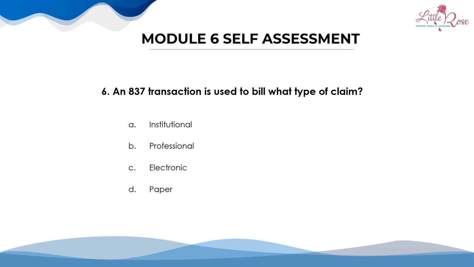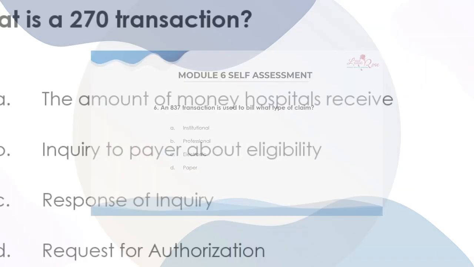Question number 6. An 837 transaction is used to bill what type of claim? Option A, institutional. Option B, professional. Option C, electronic. Option D, paper.